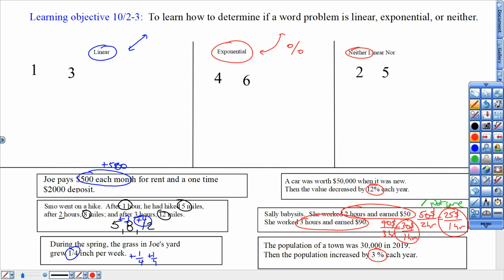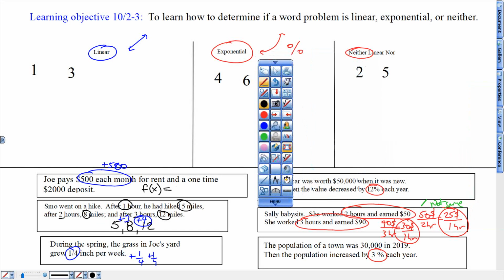And now I need you to know how to write basic equations. So here we go. Try to write. For rent, I'm going to use f of x. So f of x right there, the number that goes in front of x is always the rent. What you're paying, what's changing each time, that number goes in front of x. The number that you're adding for the deposit is a one-time fee. So that gives me an equation: 500x plus 2,000. My next one here, because this is neither, there's going to be no equation.